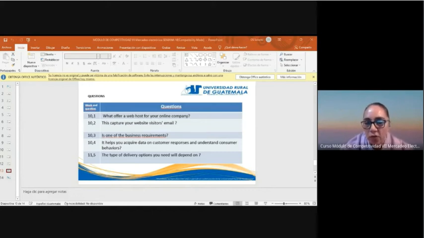Answer these questions. Number 1, what does a web host offer to your online company? This is the first question. Question number 2, what captures your website visitors' email? Number 3 is one of the business requirements. Remember that we learned about some of these requirements. We just need one. It helps you acquire data on customer responses and understand consumer behaviors. You need to tell me what that part is. And the last question, the type of delivery option you will need depends on what? You have to give me that name.